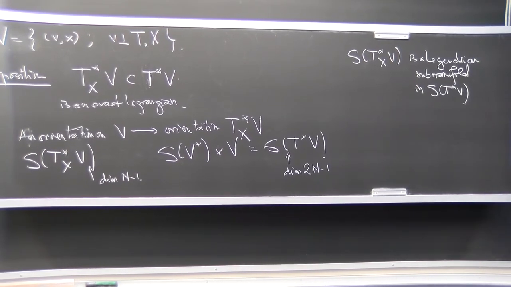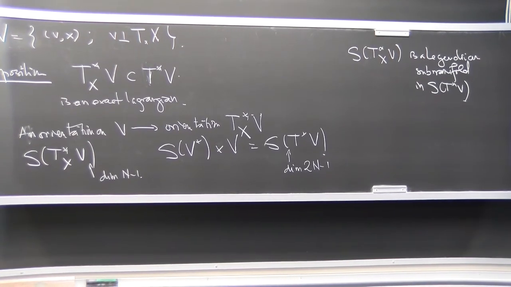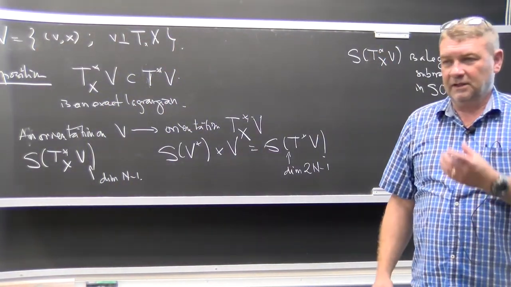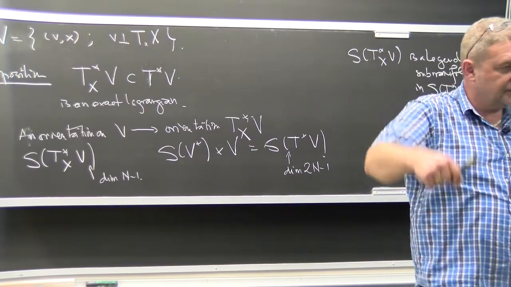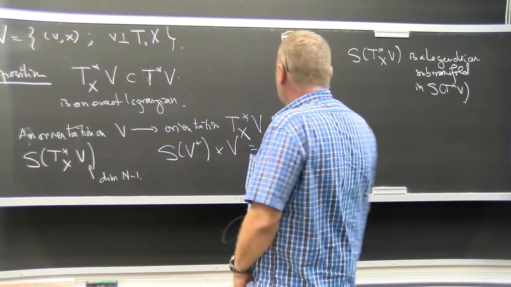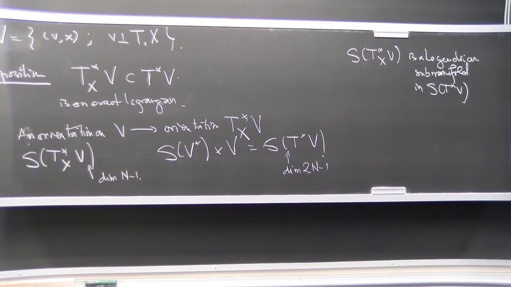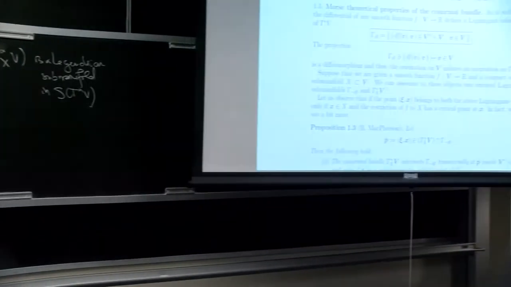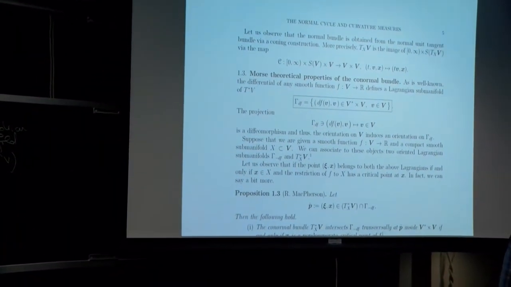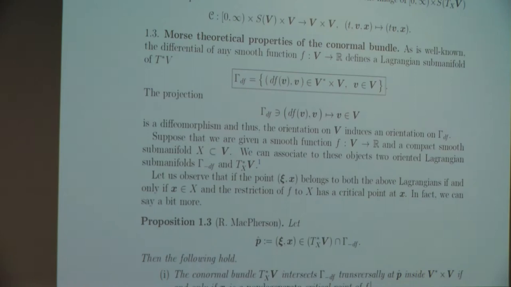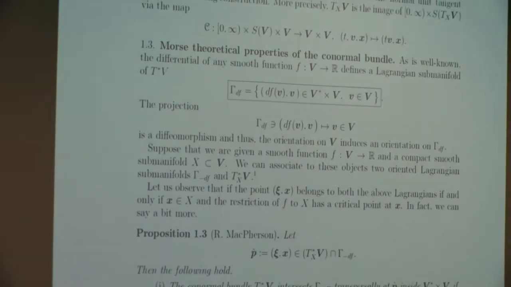Now, I'll say this in words. The conormal bundle is obtained from the unit normal bundle by a coning construction, and I'm not going to insist too much. You're coning starting at the zero section. You can see the formulas in here. There's a map. Oh, sorry. It's a cone map. You're coning. I don't want to say more. I will talk about this in greater detail when we go to singular sets.